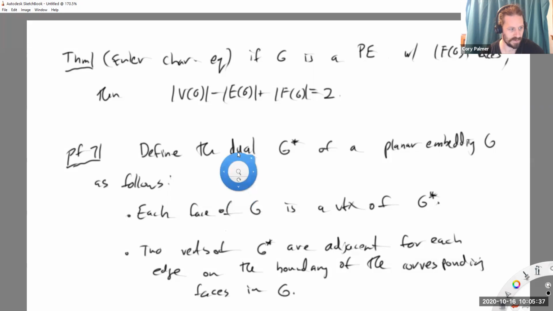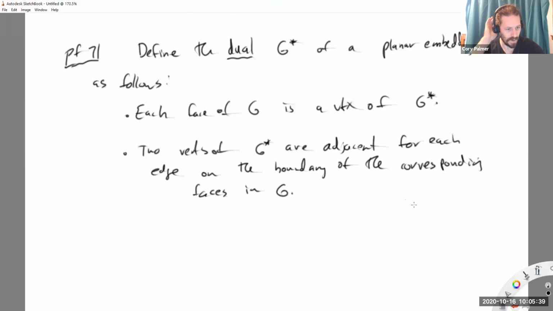Okay, let me illustrate this here. So we have 2 faces, and each of them has a vertex, and I draw an edge between them if they share an edge on their boundary. But 2 faces might share multiple edges on their boundary, depending on how the graph looks, and they're going to have an edge for each of those boundaries. So if they have multiple boundaries, they're going to get multiple edges between the 2 of them. So that's what this adjacent for each means.